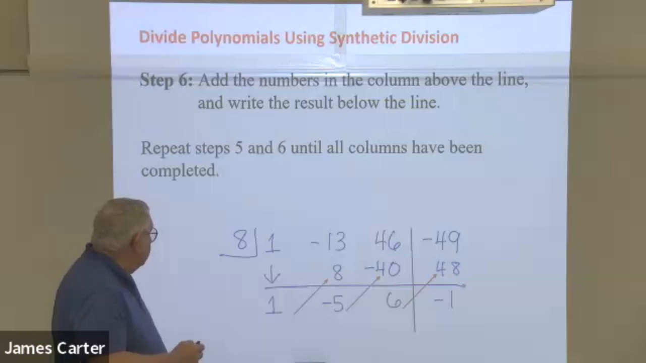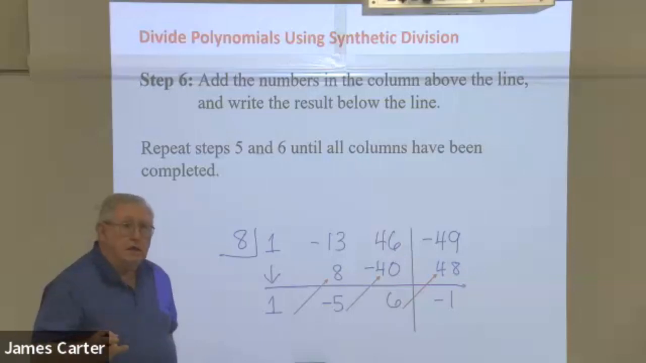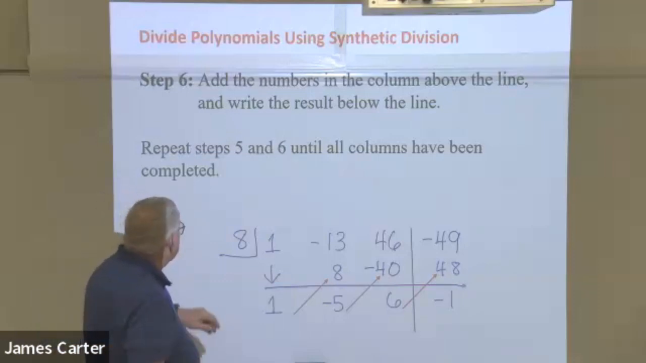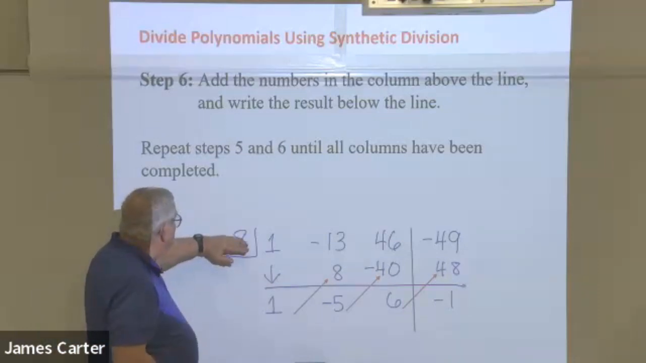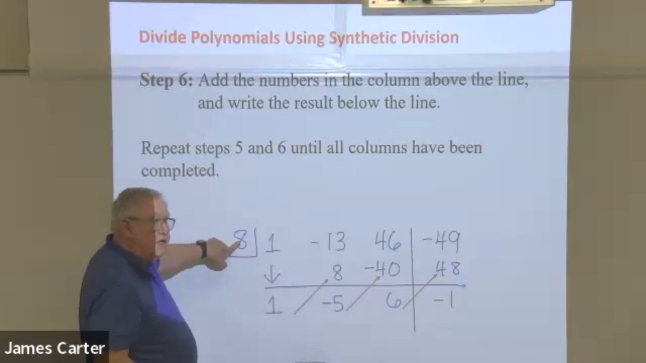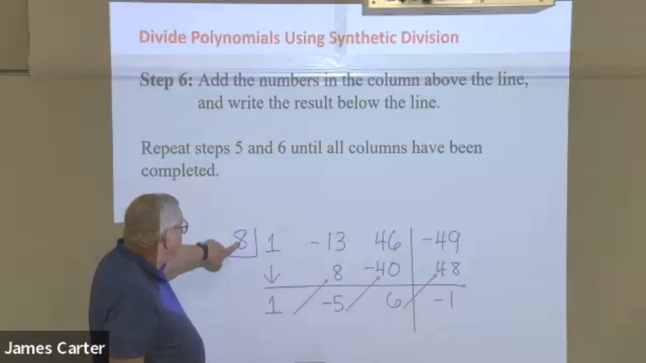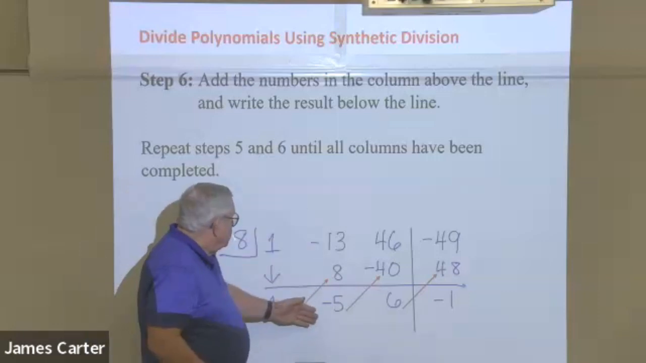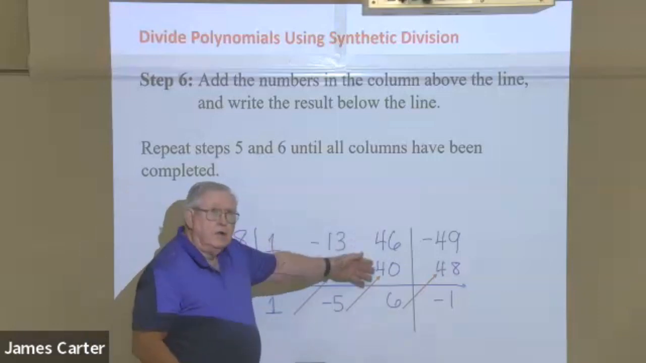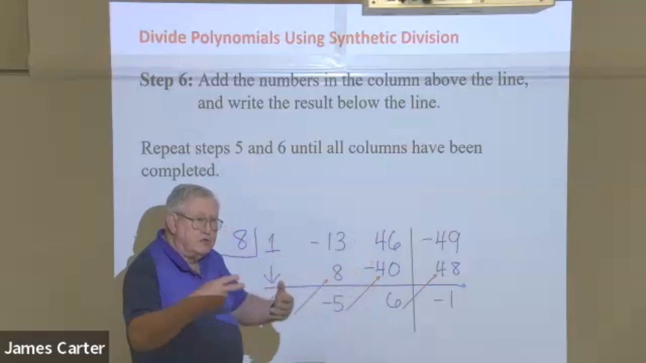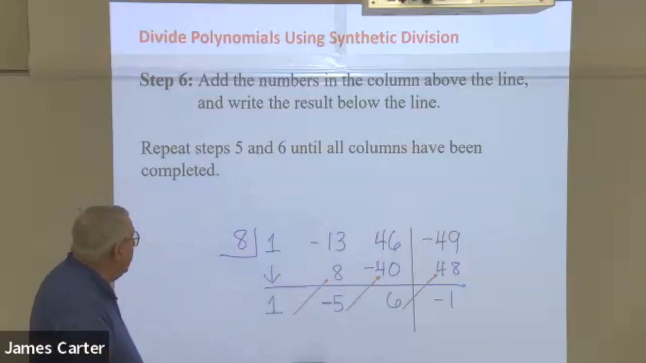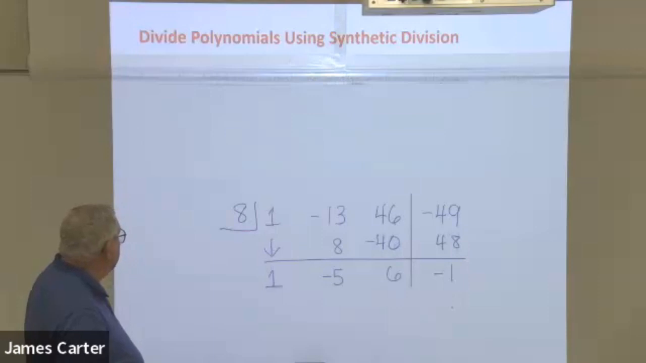Now, there are two major differences between long division and synthetic division. One of them is instead of using the factor x minus 8, we use the zero or the root of x equals 8. The other is instead of subtracting down, we add down. So those are a pair of opposites which offset each other.